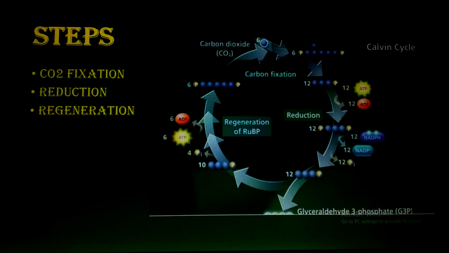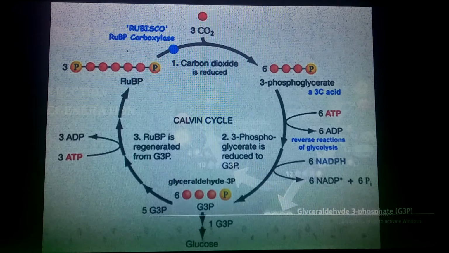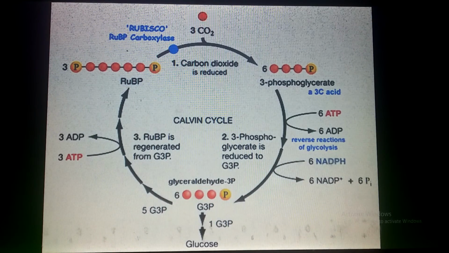Because this RuBP is synthesized in the stroma, and then regenerated, and used during the Calvin cycle for the production of the food molecule, or you can say sugar, or glucose, carbohydrate. Is it clear? Okay.